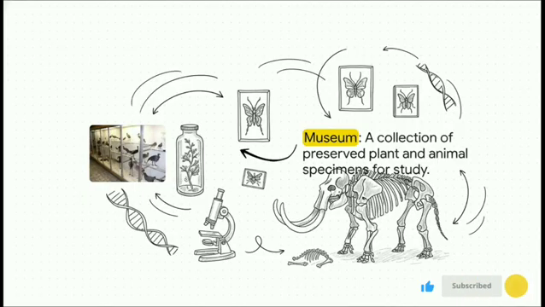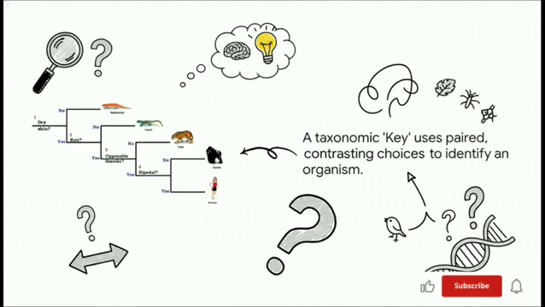Museums play a similar role but for preserved specimens. They're like time capsules, holding collections of plants and animals that can be studied for hundreds of years. From insects perfectly pinned in drawers to the massive skeletons of whales, they are an priceless record of life on Earth. And this is one of the coolest tools, a taxonomic key.